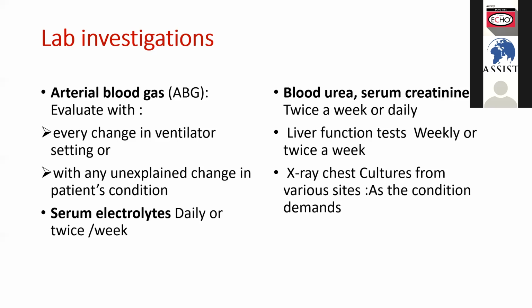Arterial blood gas: maybe we'll discuss it in the breakout sessions. Whenever there is a change in ventilator settings, we need to check the ABG. Or if there is any unexplained change in the patient's condition, it's also good to check the ABG of these patients. Electrolytes, you know them well. If they are not recognized early, they can lead to life-threatening conditions or cause deterioration of our patients. Urea and creatinine should also be monitored twice weekly.